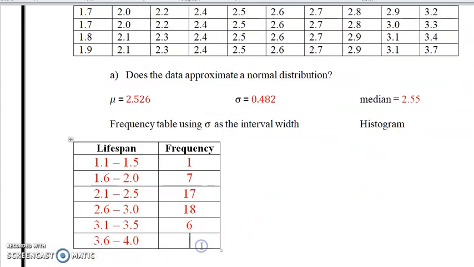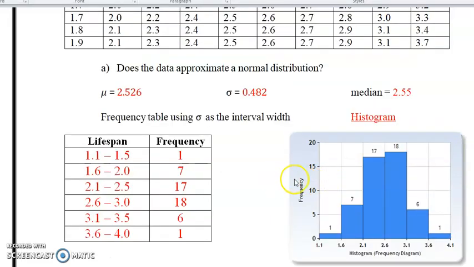And there's only one there. So to create this histogram, I'm going to have 6 bins, which I have here. I listed from 1.1. I made each bin worth a half, approximately 0.5, because it said create a frequency table using the standard deviation. So approximately 0.5. So I started at 1.1, went to 1.5.